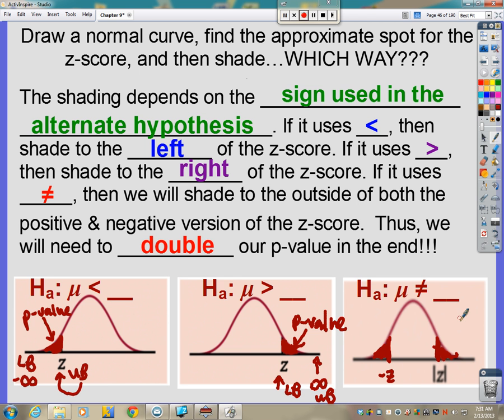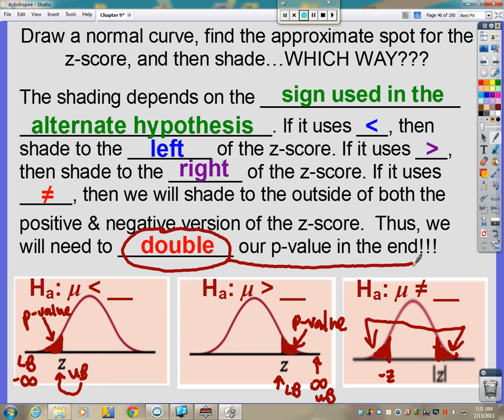So here's where else it's going to change slightly. We're technically going to have two areas we're going to be finding. Now, the good thing about this is we only really need to find the area of one of these two ends, because the nice thing about a normal distribution is that it's symmetric. So this right end and this left end will be the same exact value. So all we'll really need to do in the end is double our p-value. So again, the only time we're going to double a p-value is when our alternate hypothesis uses a not equal to sign. We don't double when we use greater than or less than, because we're only talking about one direction.